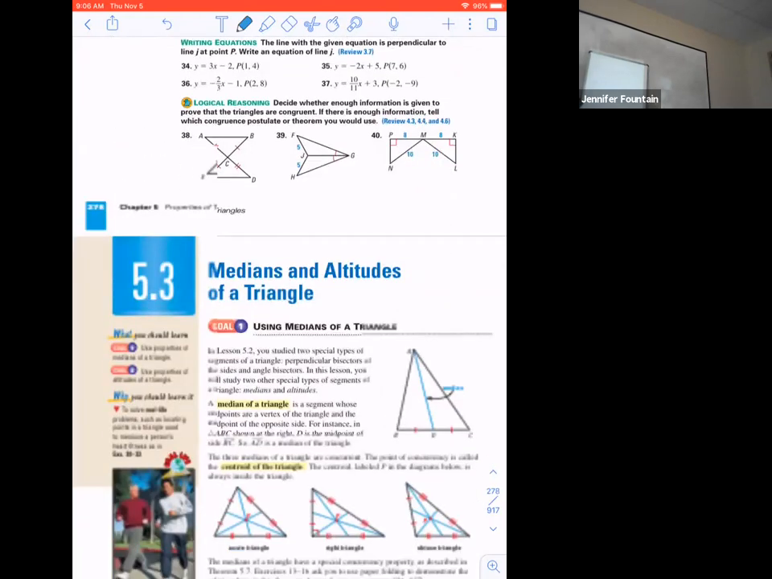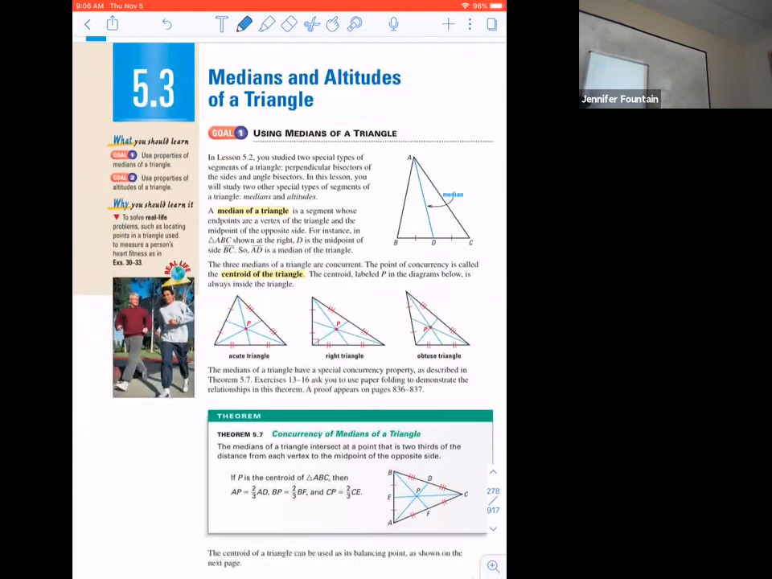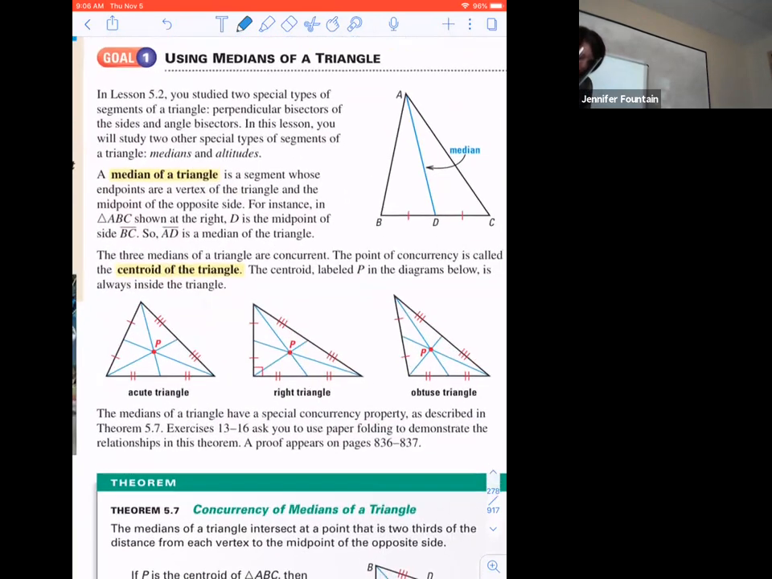All right, so let's move on to 5.3, medians and altitudes of a triangle. We've been talking about bisectors, okay? So obviously that's a term you need to know and understand the definition of what a bisector is, and understanding that a bisector can be on the side of a triangle or the angle. Now we're talking about medians and altitudes of a triangle. It says in 5.2, you studied two special types of segments of triangles, perpendicular bisectors of the sides and angle bisectors. In this lesson, you will study two other special types of segments of a triangle, medians and altitudes.